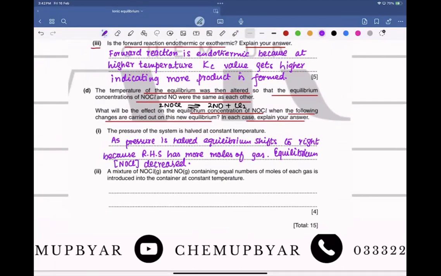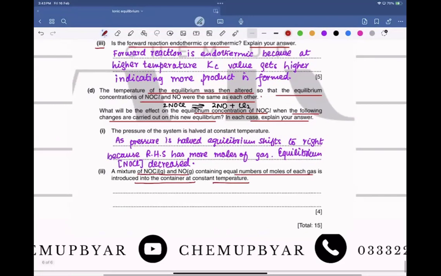Okay, now what they are saying next? A mixture of NOCl and NO containing equal number of moles of each gas is introduced into the container at constant temperature. So if the temperature is constant and we have the initial equilibrium where both have equal moles, and we add equal moles of both NO and NOCl to that equilibrium mixture, where do you think the equilibrium position must shift?